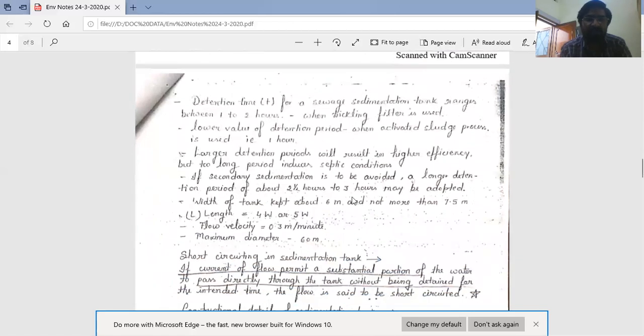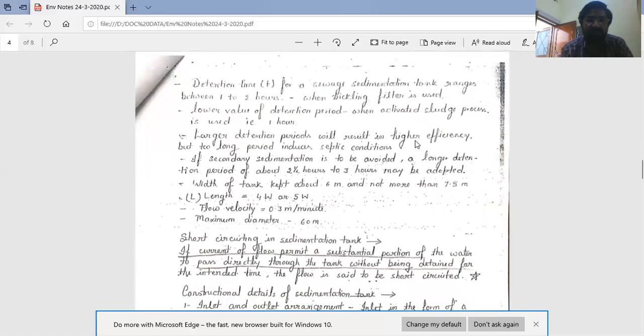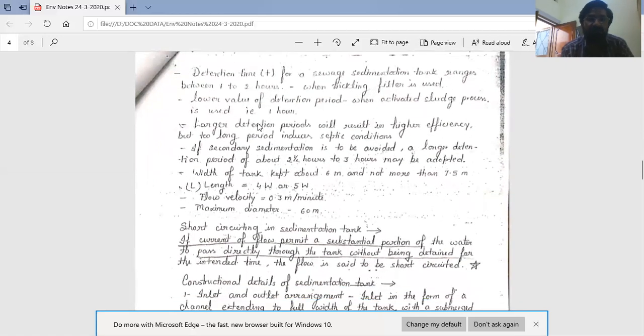Detention time T for a sewage sedimentation tank ranges between 1 to 2 hours when a trickling filter is used. A lower value of detention period, that is 1 hour, is used when the activated sludge process is used. A larger detention period will result in higher efficiency, but too long a period induces septic conditions.